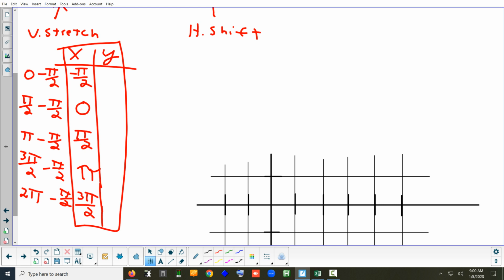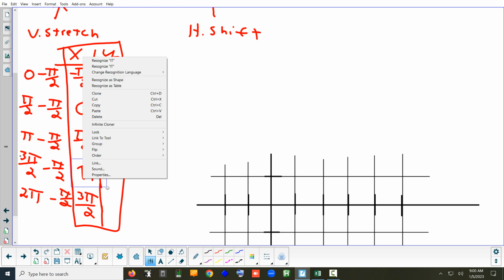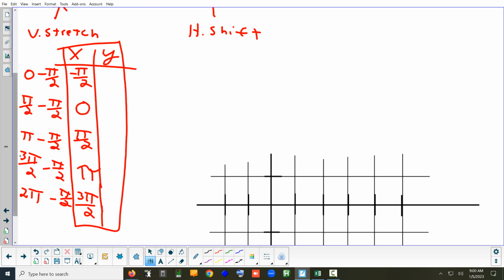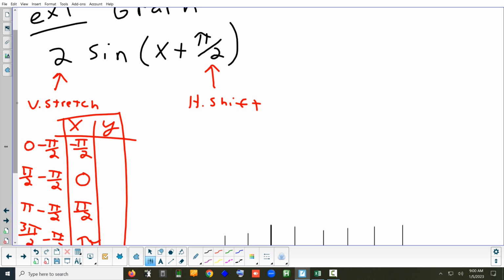Is there any questions on how to get those x values? If you see the pattern, go with it. If you don't, you're going to have to do the common denominator to get it each time. But what you don't want to do is decimals. We don't want to see like 3.14. We don't want decimals here. Okay, so we got the x's.